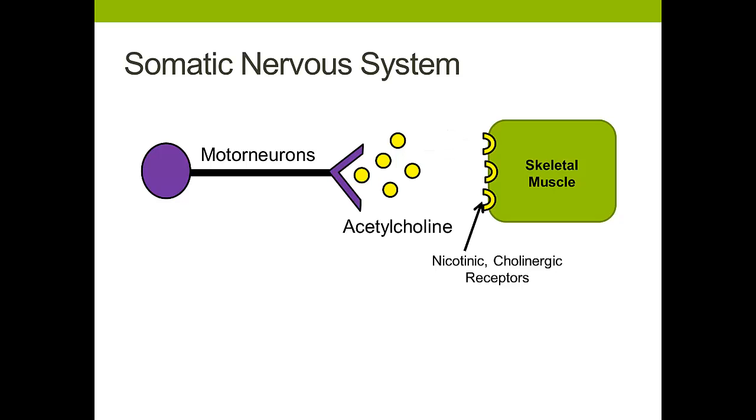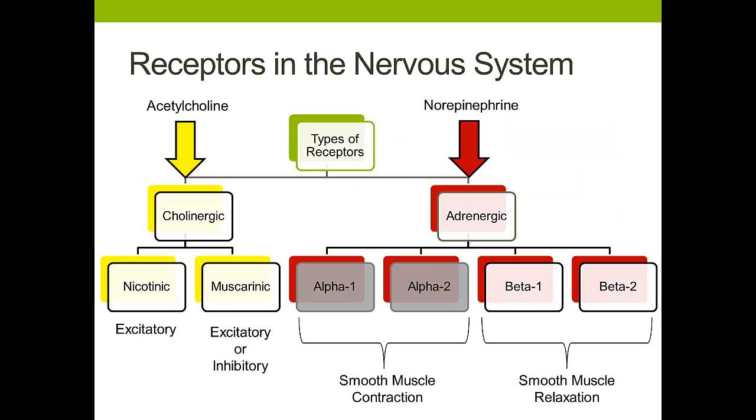These receptors are specific to acetylcholine and are called nicotinic cholinergic receptors. The binding of acetylcholine to the receptors leads to contraction of the skeletal muscle cell. Looking at our two main neurotransmitters, we can see that there are many different types of receptors that these chemicals can bind to. The response of a given cell to the release of neurotransmitters depends on which type of receptors are present and the type of cell itself.